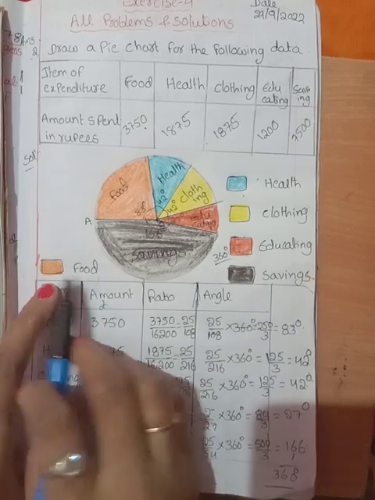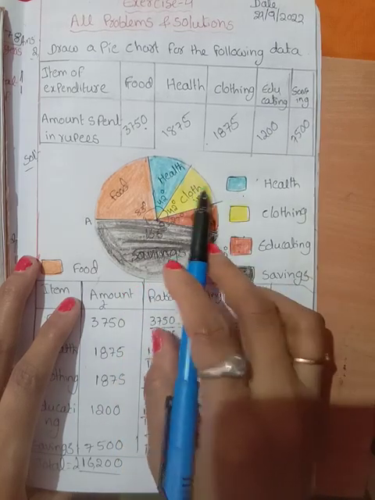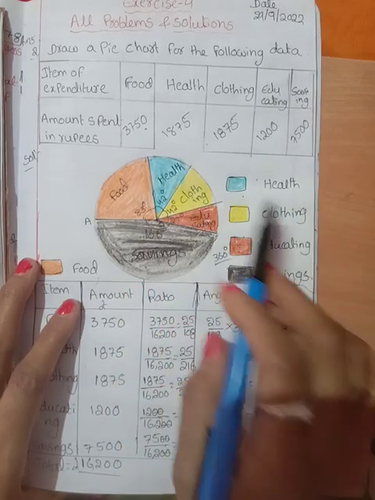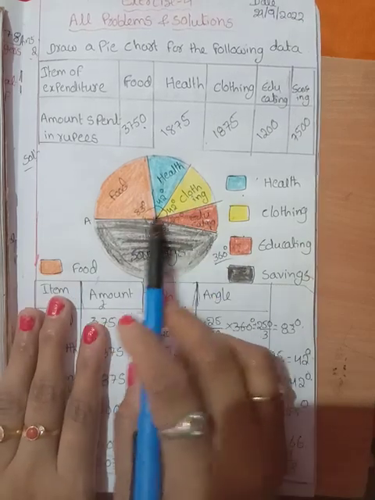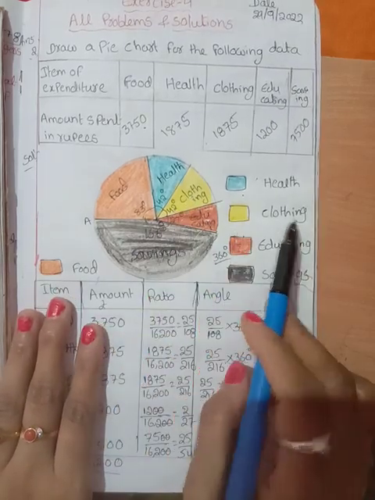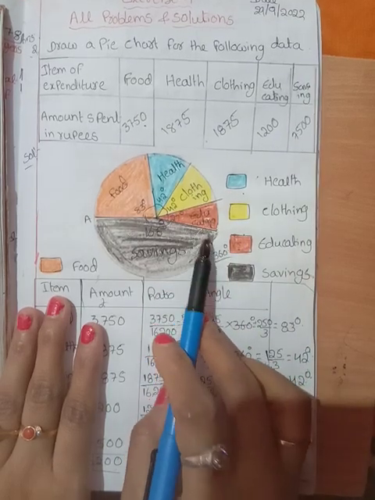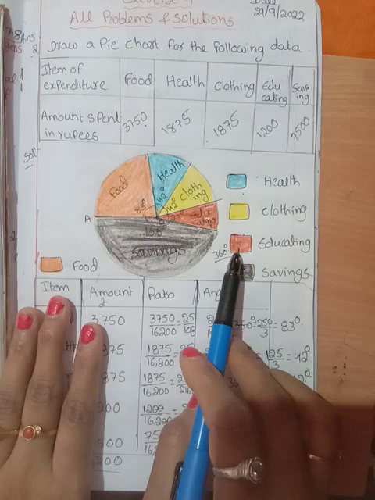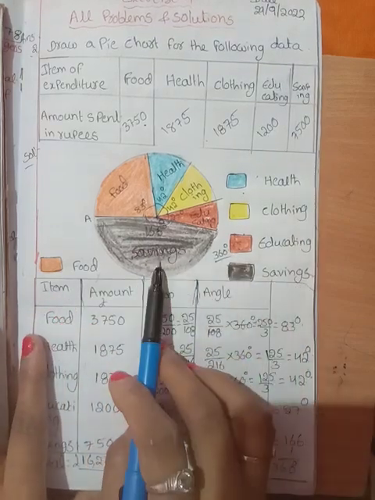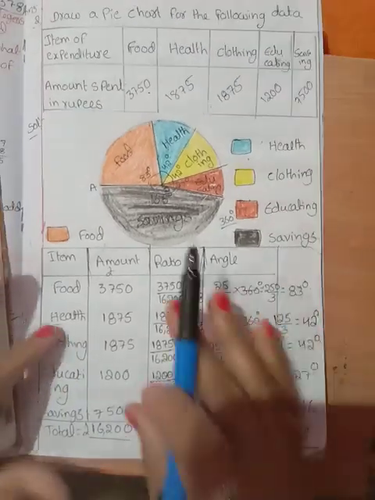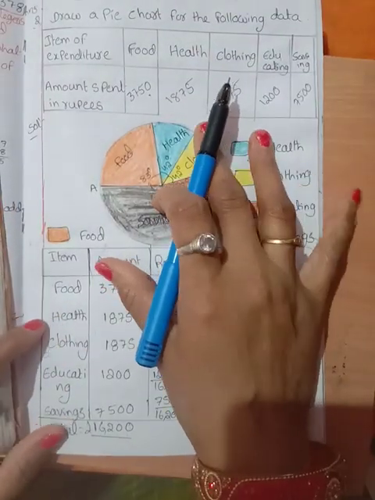Food color is orange, and here health is 42 degrees and blue color. So health is the blue color box, below that all the colors are mentioned. Clothing is the yellow color. Next, educating is maroon color, and savings is black color. So you understand the table data and you can draw the pie chart data. You can understand both neatly.